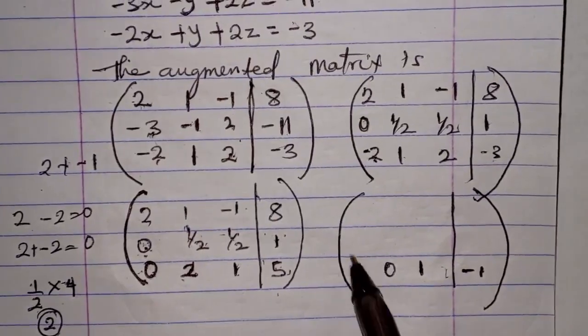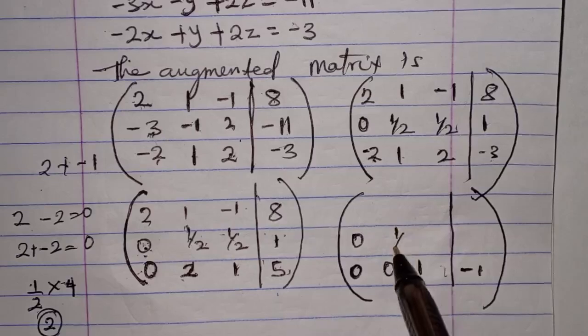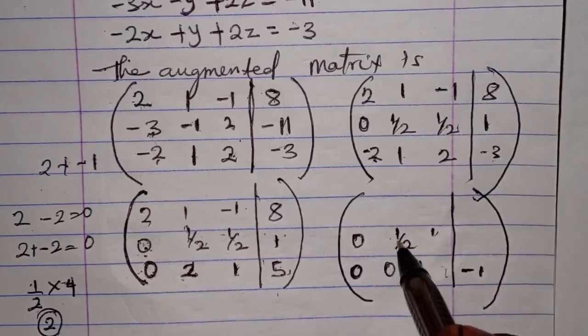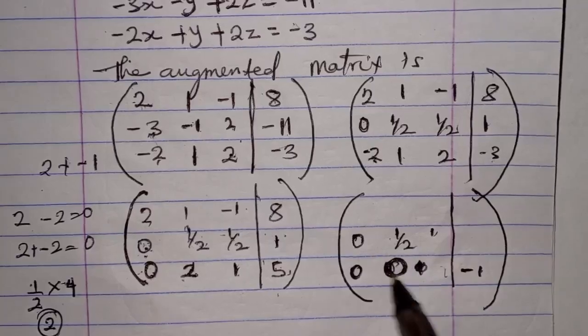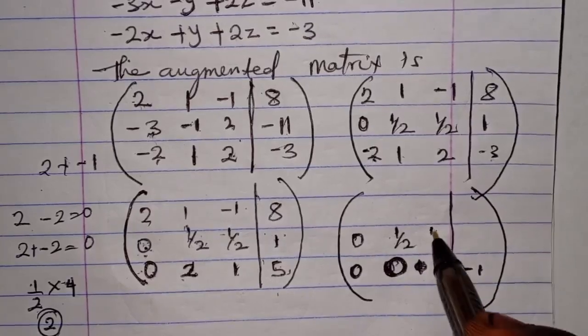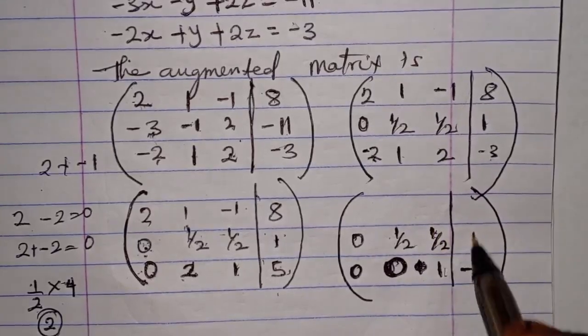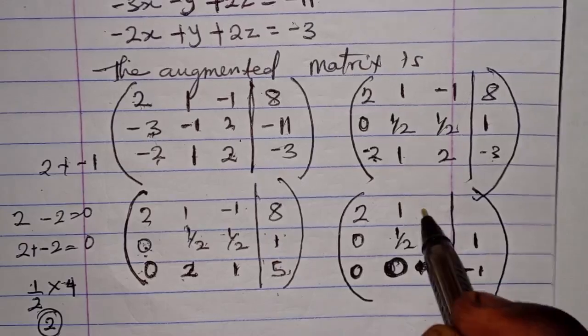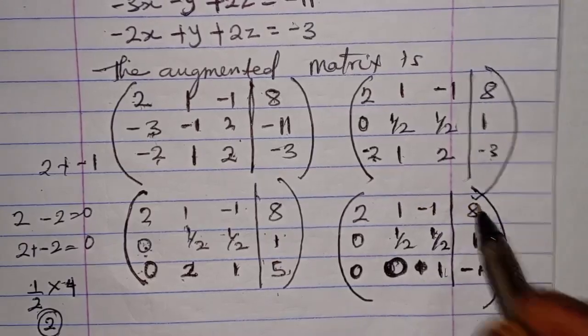All other entries remain. 0, 1 half, 1 half. Oh, this is supposed to be here. Pardon, this is 0. This is 1. This is 1 over 2. This is 1. I hope you get it. This is 2, 1, minus 1, 8.